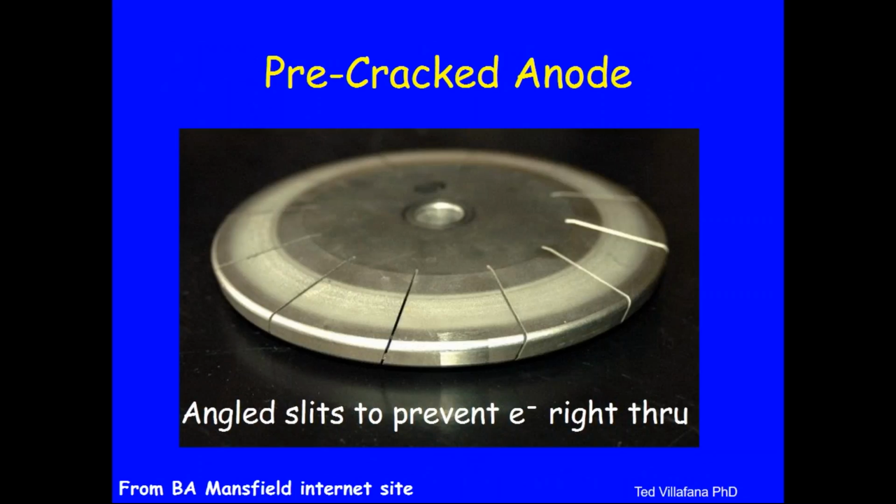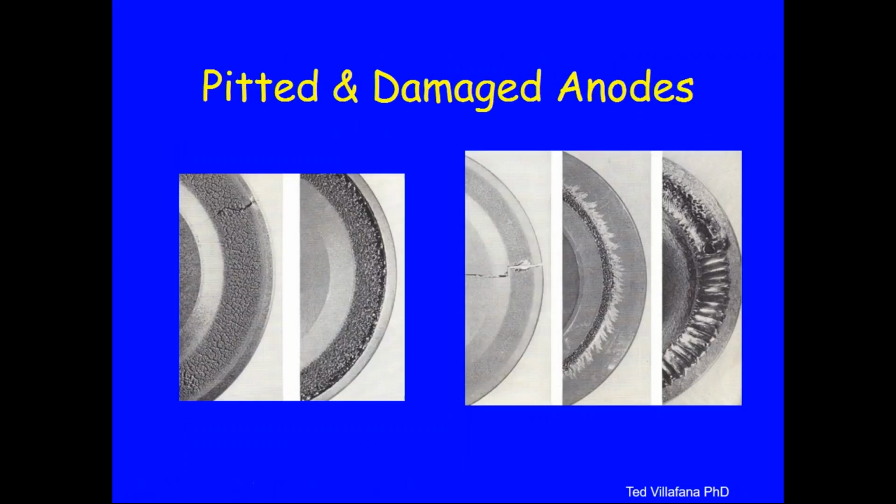Here's another view of another target. This one is a single angle target. You can see the pitted region. You can see the region where the electrons actually hit, and then you see the radial slits just like before. Just another mechanism of heat dissipation.